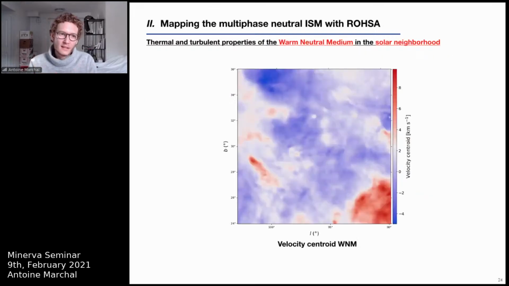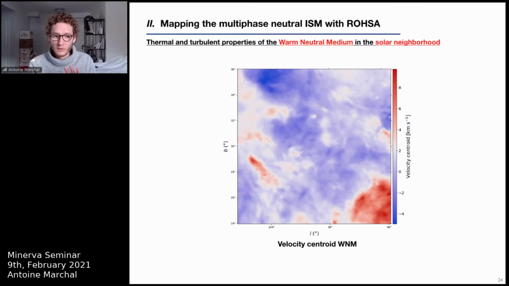So as I said, we focused on the warm neutral medium and especially on trying to describe the statistical properties of the velocity centroid of the WNM. It's difficult to analyze the velocity centroid compared to a column density map because this is not just a projection of the 3D underlying velocity field.